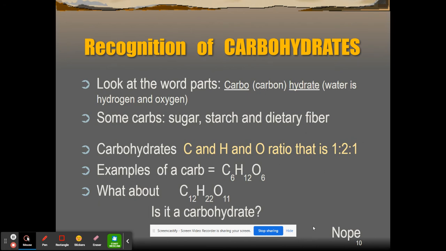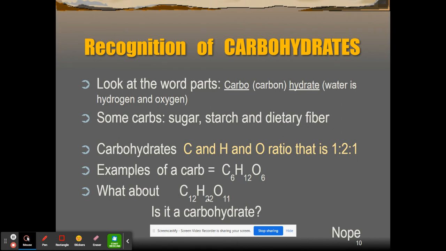You can recognize carbohydrates because they are made out of C's, H's, and O's. And the H to O is very often a 2-to-1 ratio. So if you look at glucose, C6, H12, O6, for every one oxygen you've got 2 hydrogens. What about this one? Is C12, H22, O11 a carbohydrate? It looks pretty close, 2-to-1 ratio. But if you take a look at that carbon, it should probably be the same amount as that oxygen.